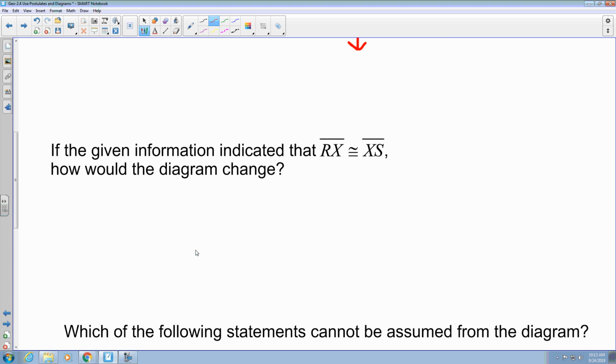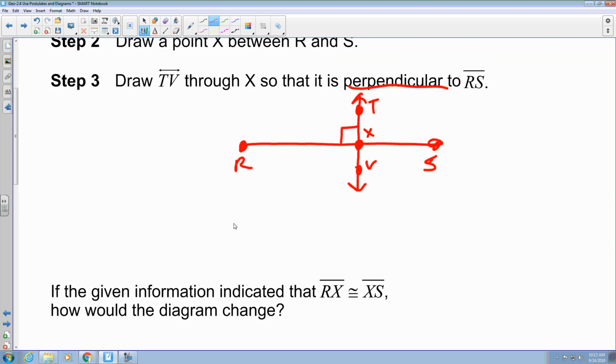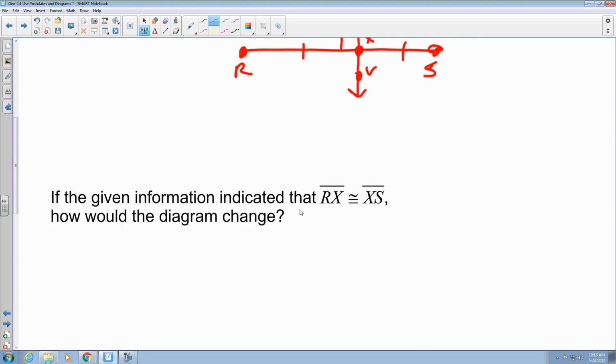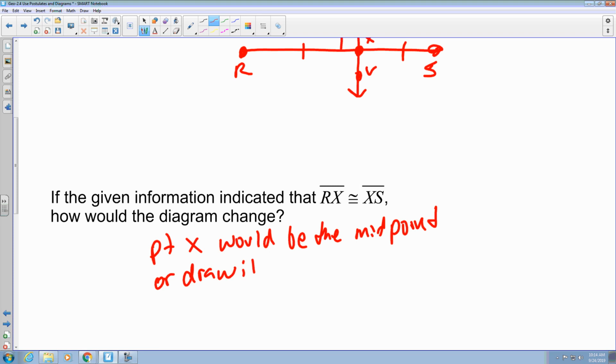Okay. But if we look down here, it says if the given information indicates that RX is congruent to XS, how would that diagram change? So if I look over here, if this was supposed to be equal to this, you would probably draw it where point X would be at the midpoint, or you would draw it in the middle. Or again, you draw it in the middle.